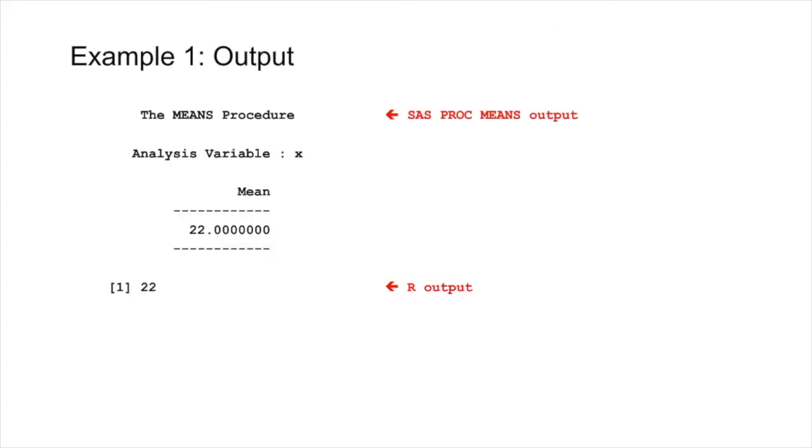And you can see here that happily, both PROC MEANS and the mean function in R that we've gotten to through this interface are going to return the same value, 22.